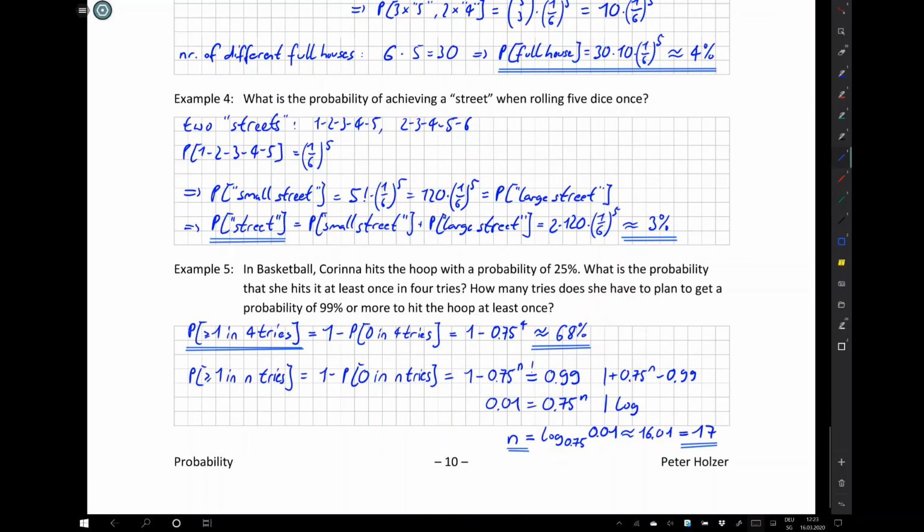She needs to plan for 17 tries so that the probability that she will hit at least once is at least 99%. If she planned only for 16 tries, the probability would be minimally smaller than 99%.